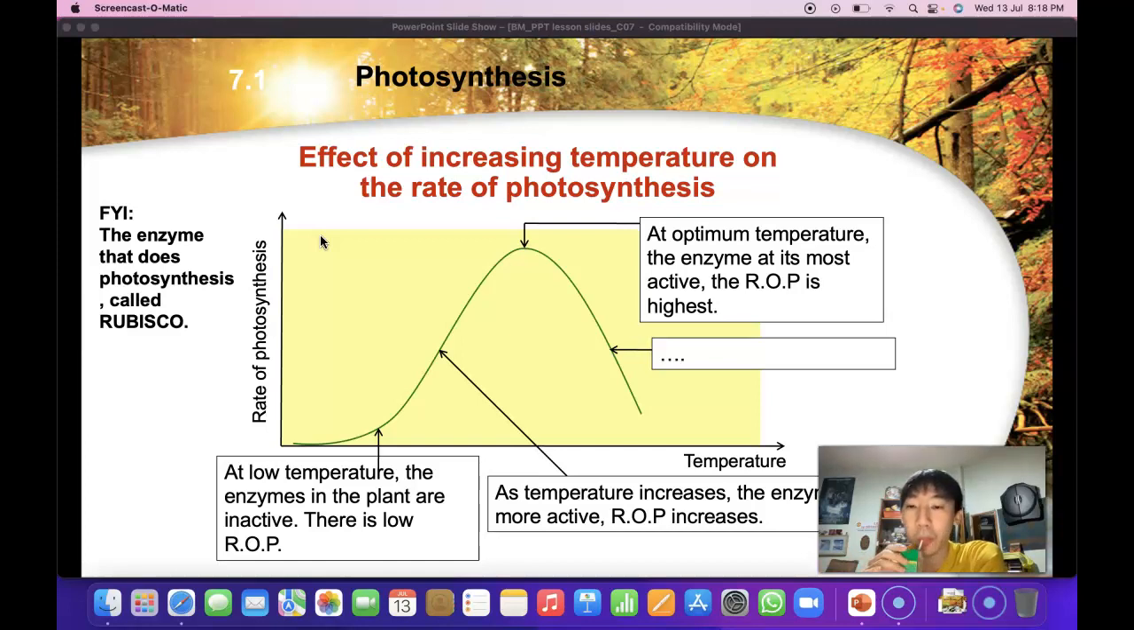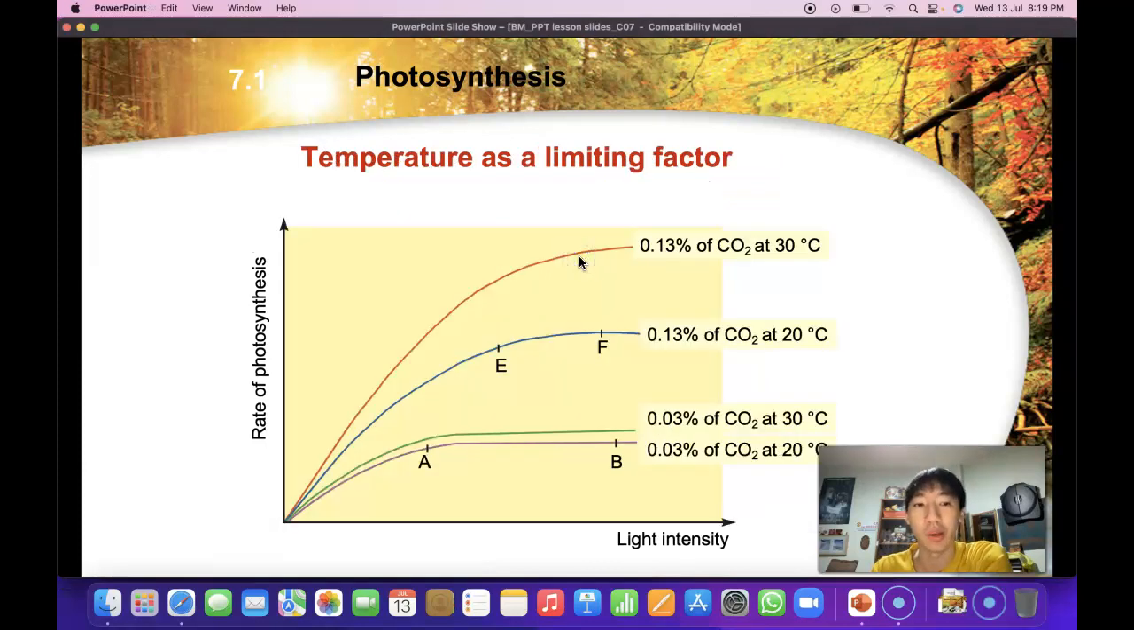But before I do that, just a little recap. How does temperature affect the rate of photosynthesis? We know that at low temperature, the enzymes are inactive, so there's a low rate of photosynthesis. As the temperature increases, the enzyme becomes more active and the rate of photosynthesis increases. At optimum temperature, the enzyme is at its most active, so the rate of photosynthesis is highest. And at above optimum temperature, the enzyme starts to denature, so the rate of photosynthesis starts to decrease until it reaches 0. So let's look at this graph over here.